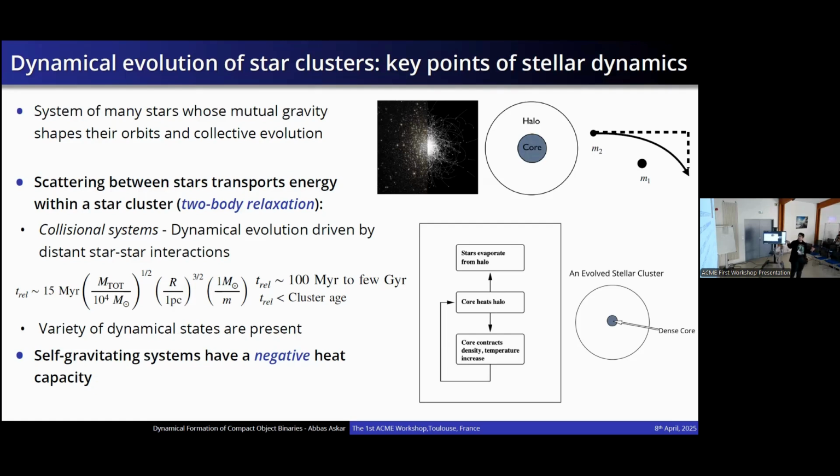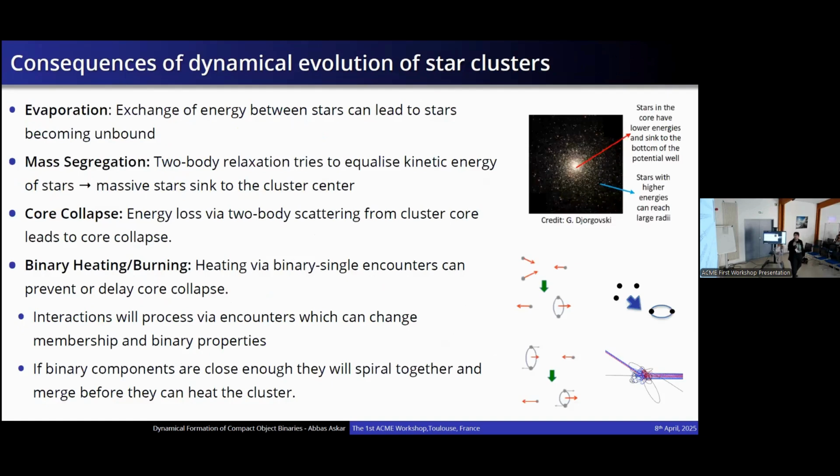Essentially, what's happening is that you have stellar interactions going on in the core, which heat stars, so you send stars out into the halo. As a result, the core of these clusters contracts, and then you speed up interactions, and hence you increase the temperature of the system. And as I will show you, this can be quite important from the point of view of forming compact object binaries.